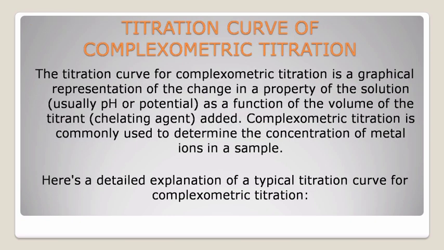Next, titration curve of complexometric titration. The titration curve for complexometric titration is a graphical representation of the change in a property of the solution, usually pH or potential, as a function of the volume of the titrant, the chelating agent, added. Complexometric titration is commonly used to determine the concentration of metal ions in a sample. Here's a detailed explanation of a typical titration curve for complexometric titration.